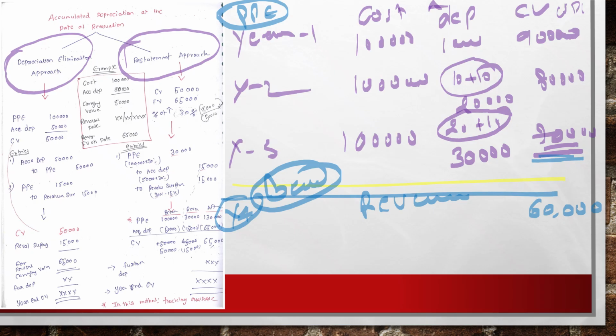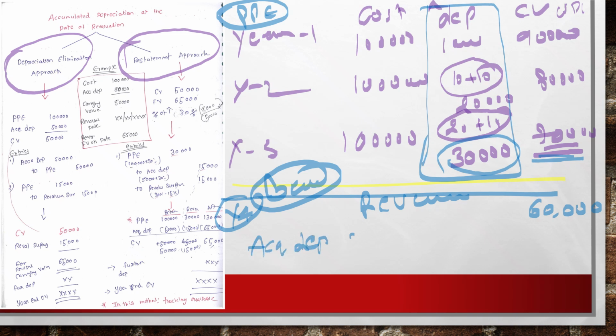Okay. In the depreciation elimination approach, you should delete this 30,000 first to do this valuation. Accumulated depreciation is on the credit side in the balance sheet, but you remove the accumulated depreciation of 30,000 to the PPE account, because your cost should be reduced by 30. So your cost will come down from 1 lakh to 70,000.